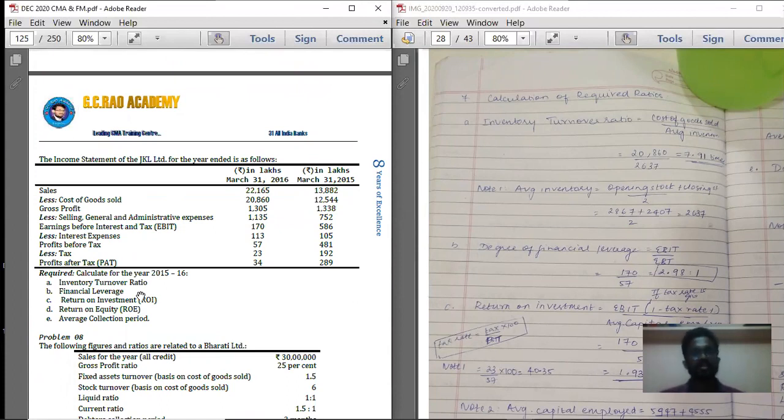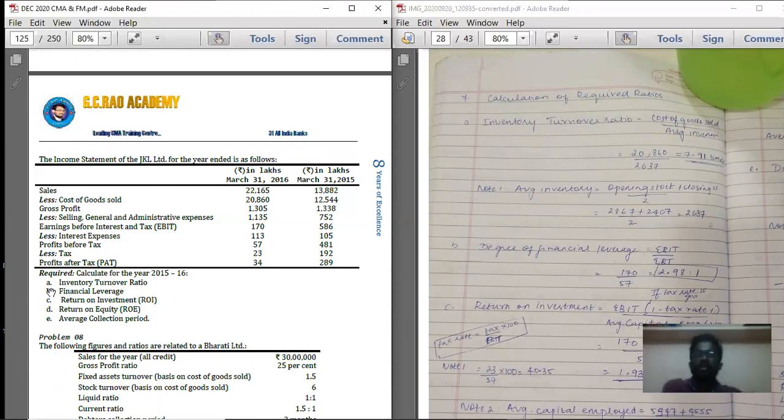That is sales less cost of goods sold, we get gross profit, less selling and general and administrative expenses, we get earnings before interest and tax, EBIT. EBIT less interest expenses gives PBT, less tax gives profit after tax. With this, you want to calculate for the year 2015-16 inventory turnover ratio, financial leverage, return on investment, return on equity, and average collection period. So one by one we'll go. That is inventory turnover ratio.